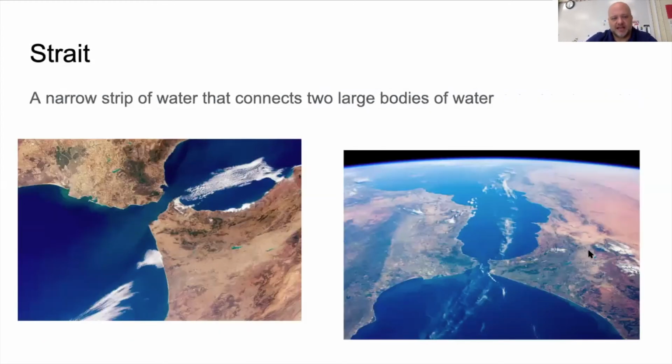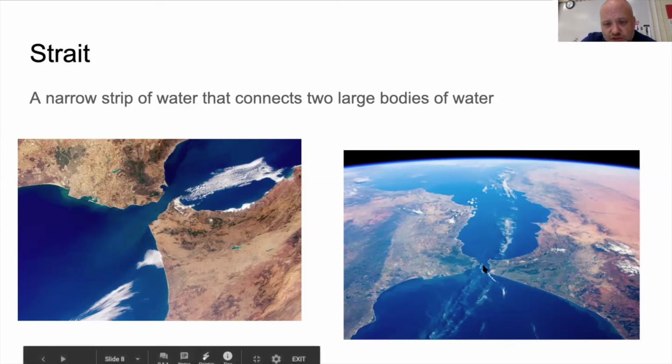Next, a strait. Guys, this is the water version of an isthmus. It is the water version of an isthmus, okay? And what I mean by that is it's a narrow strip of water that connects two large bodies of water. This is probably the most famous strait in the world, I would guess. If it's not, it's pretty close. It's the Strait of Gibraltar. Up here is Europe, down here is Africa, and if you see, they're not connected. Here is another angle. This strait connects a big body of water, which is the Mediterranean, to the Atlantic Ocean.